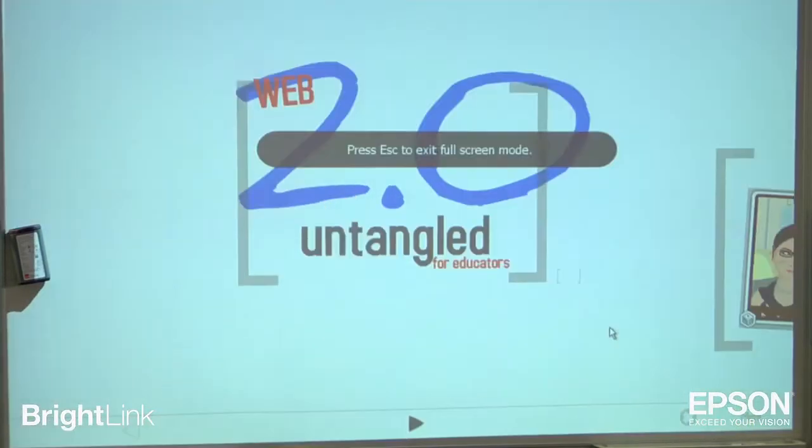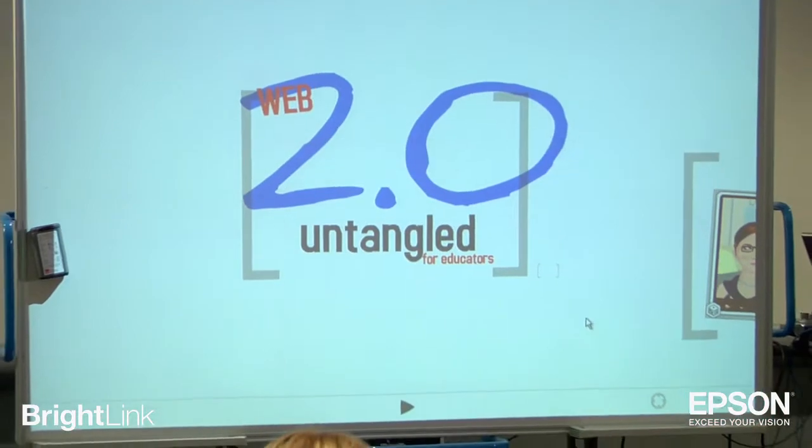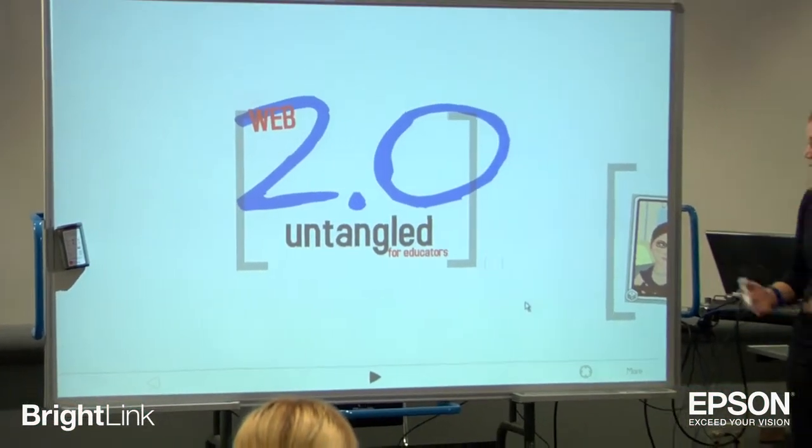Full screen. They changed that interface just recently. Yeah, they did. Thank you, Kyle Schutz. Way to go, Kyle. All right.